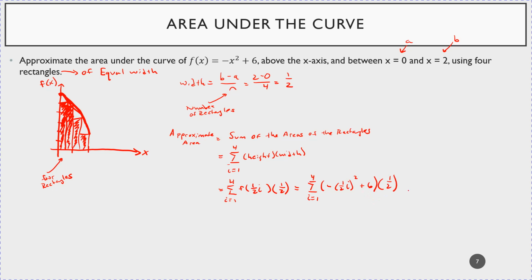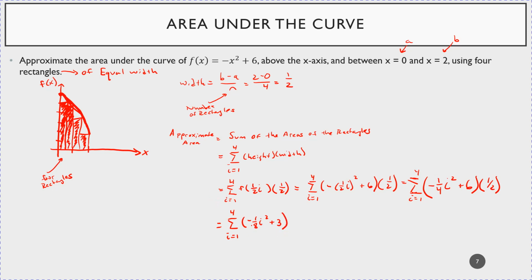All right, we have to clean this up a little bit. So let me square the 1/2. So this is the sum, i equals 1 to 4, of minus 1/4 i squared plus 6, times 1/2. Let me distribute the 1/2. So this is the sum of i equals 1 to 4, and distributing the 1/2, you get minus 1/8 i squared plus 3.